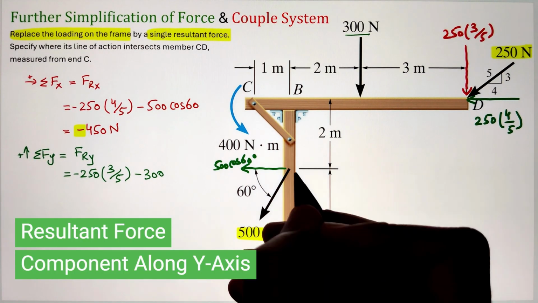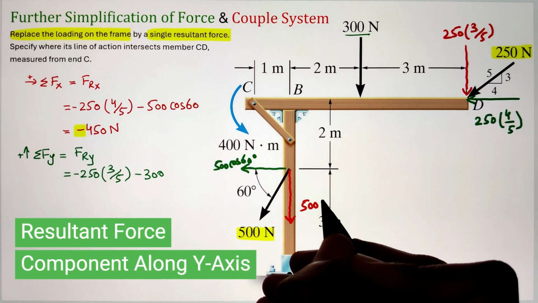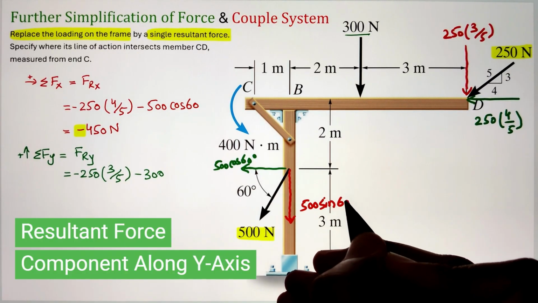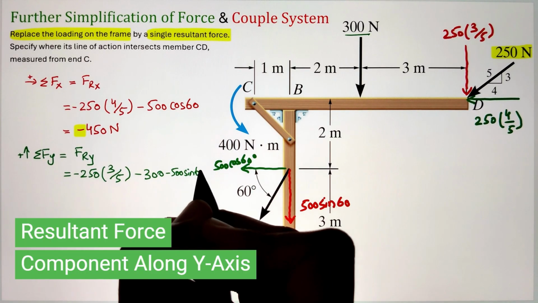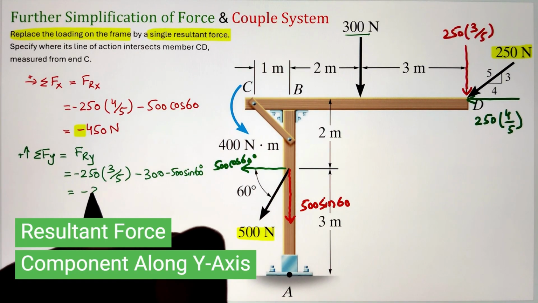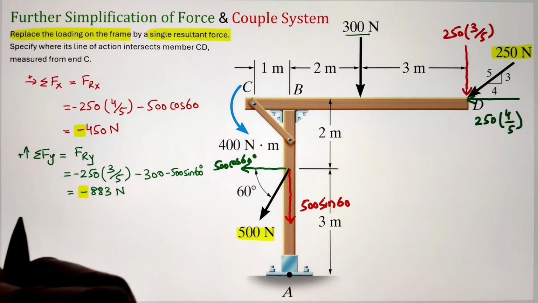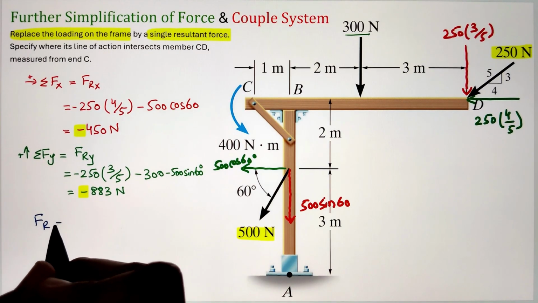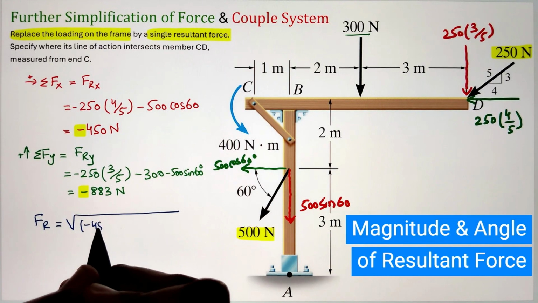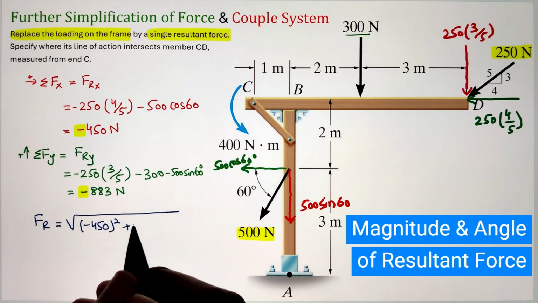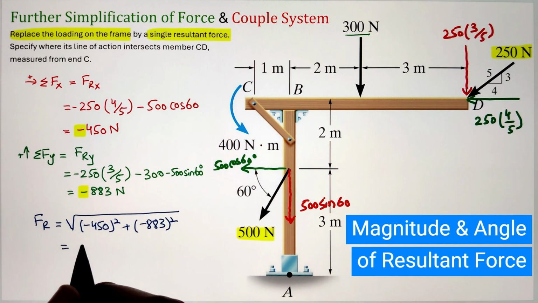Finally, our 500 Newton force component can be calculated by taking the sine 60 function that is also going to project it vertically downward. Adding them all together, we get our resultant force component along the y direction as negative 883 Newtons. Now, once we have both the components, let's go ahead and identify the magnitude of the resultant force by combining x and y components, utilizing our formula of the magnitude, that is square root of the x component squared plus y component squared. If we simplify, we are getting our final value of 991 Newton.